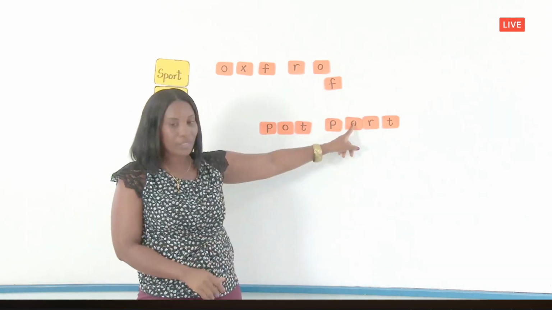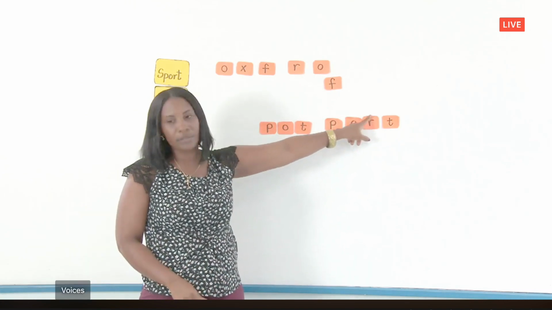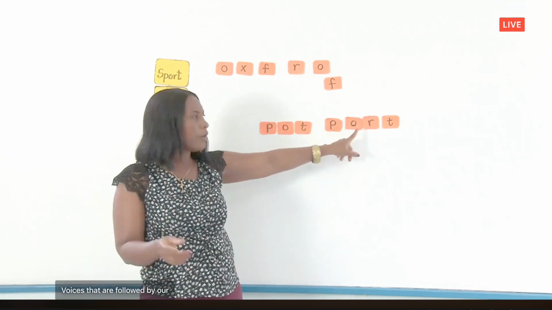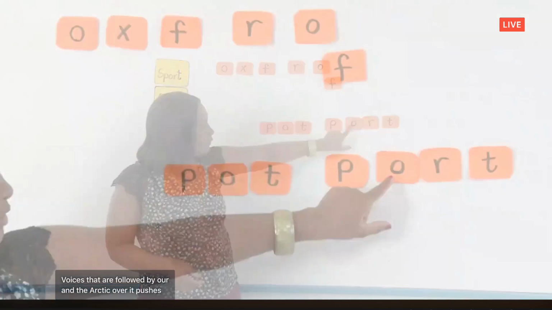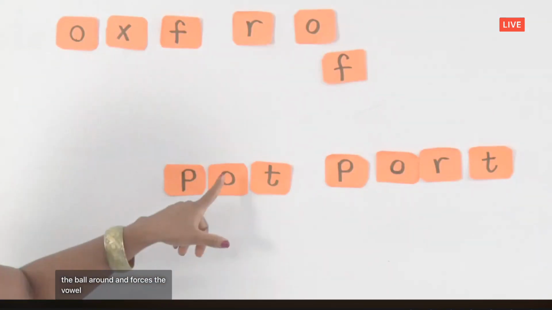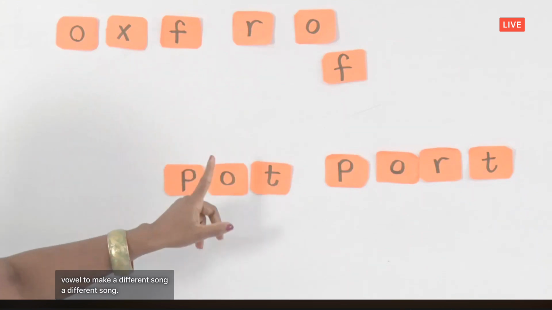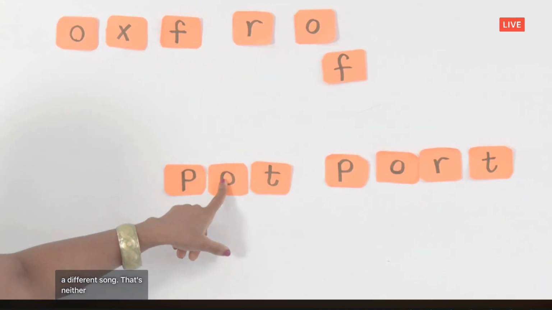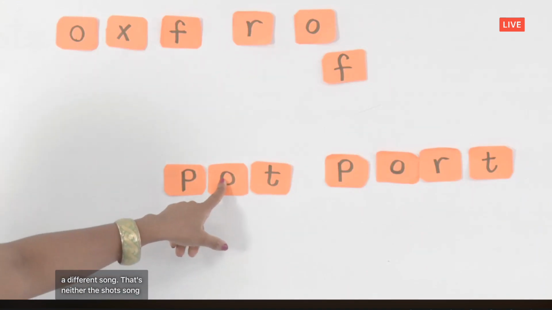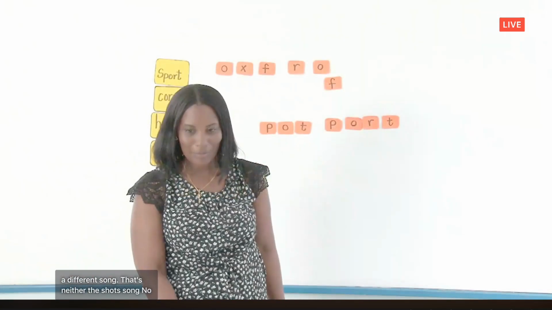Our control vowels are vowels that are followed by R. And the R takes over. It pushes the vowel around and forces the vowel to make a different sound that's neither the short sound O nor the long sound O. Very good. Good job.